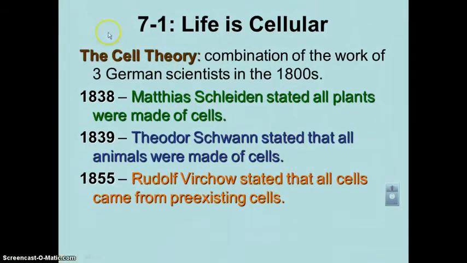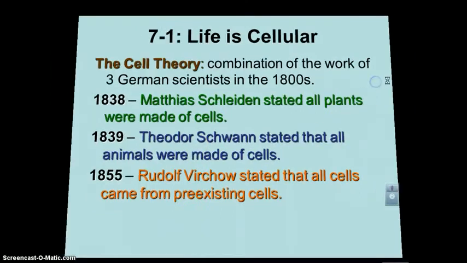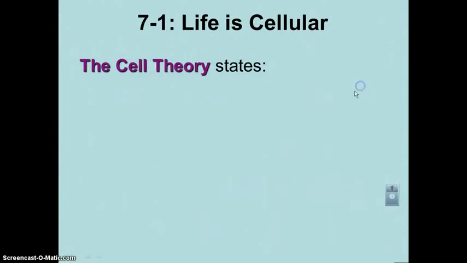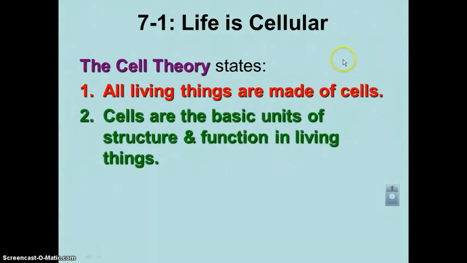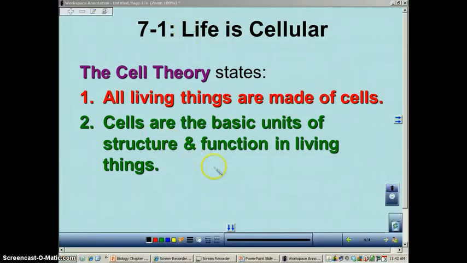All right, getting back to the cell theory. If you take the work of Schleiden, Schwann, and Virchow and condense it into a single item, you're going to get the cell theory. The cell theory has three parts. The first part is all living things are made up of cells. The second part is closely related to number one. The second part states cells are the basic unit of structure and function in living things. You can take number two and you can say this: the cell is the basic unit of life.